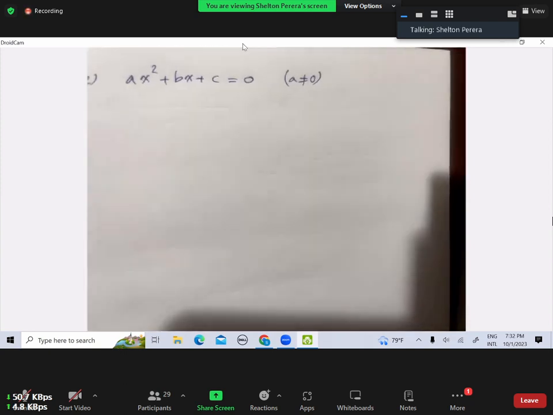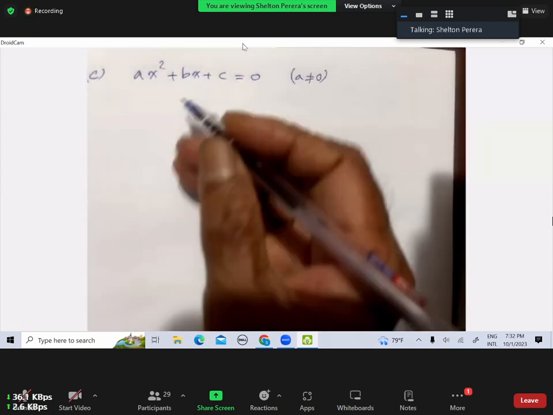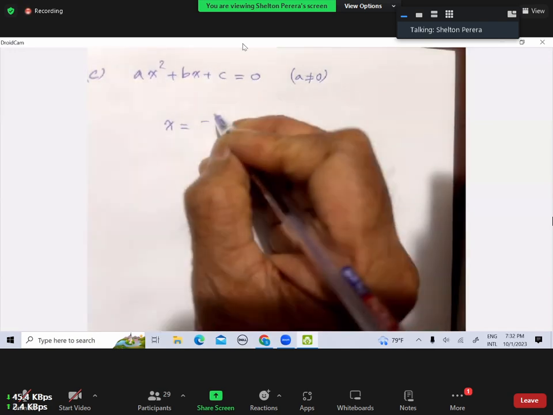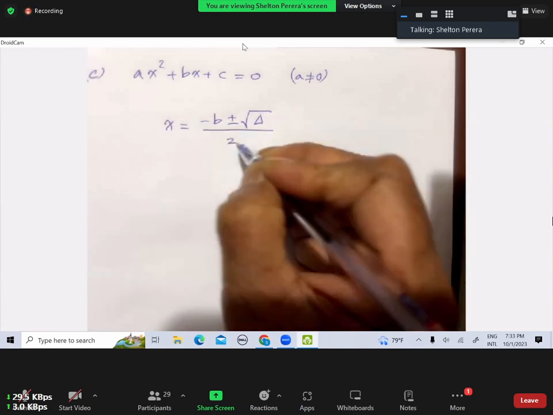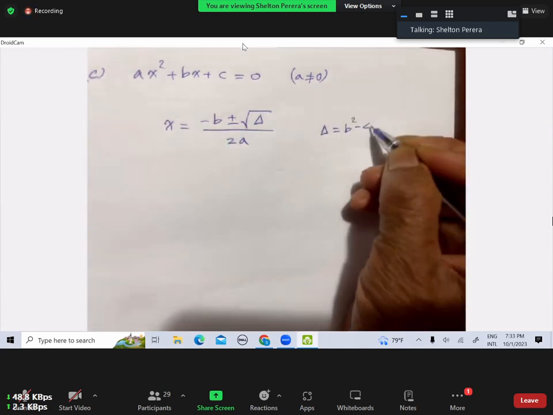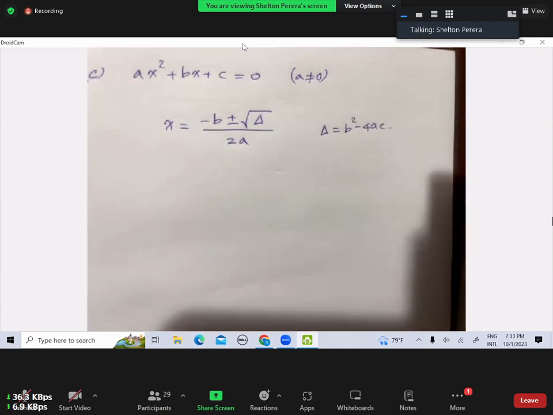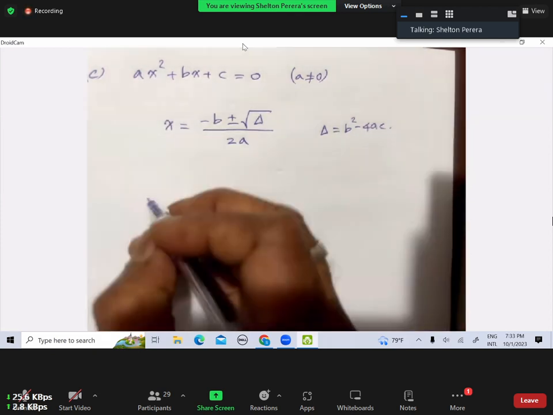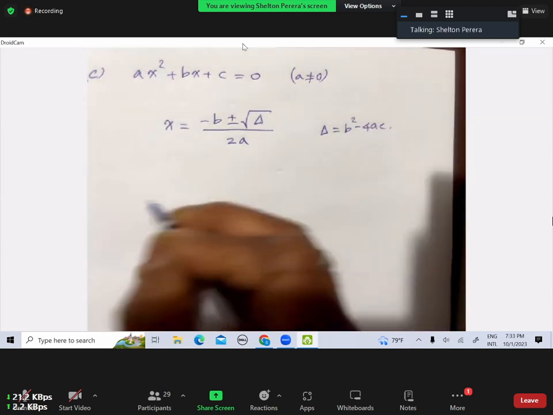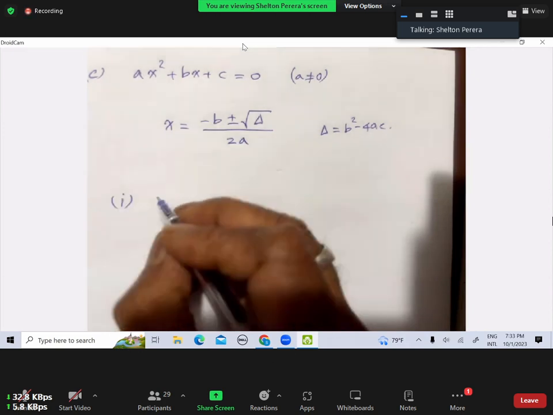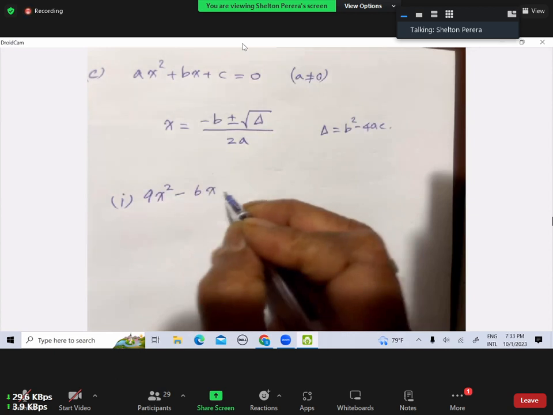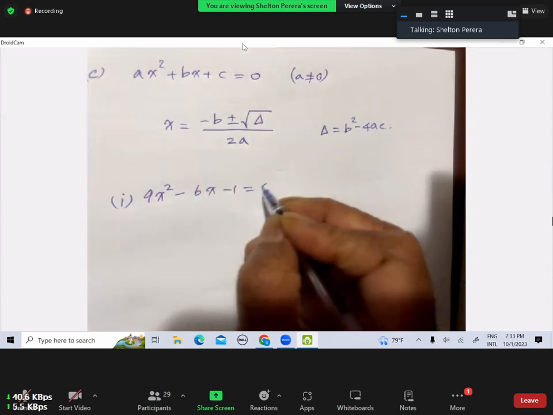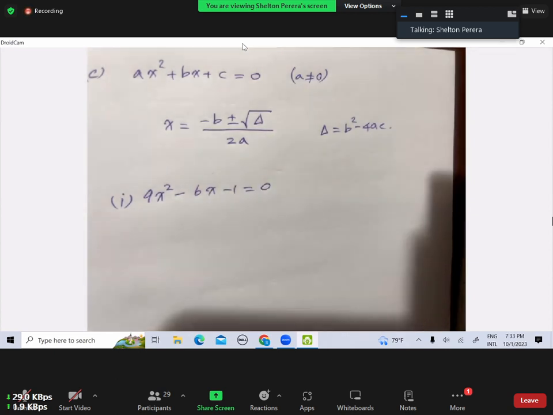x is equal to negative b plus or minus square root of, I wrote it as delta, remember, over 2a, where delta is equal to b squared minus 4ac. Okay, so to solve the first equation, which is part 1, 9x squared minus 6x minus 1 equal to 0. This is the equation we want to solve.